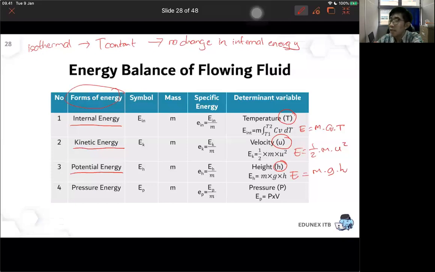Okay, and the last one is pressure energy. Pressure energy, by the name itself, is contained because the flowing fluid has pressure. It means the higher the pressure, the higher the pressure energy. Like the kinetic energy, the higher the velocity, the higher the kinetic energy. So the energy will be pressure times volume, or pressure times mass divided by density.